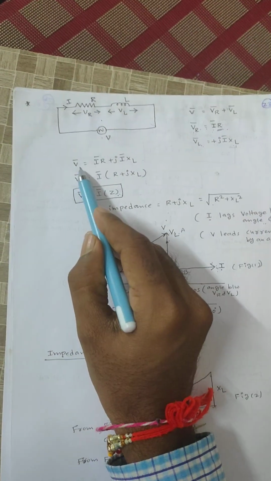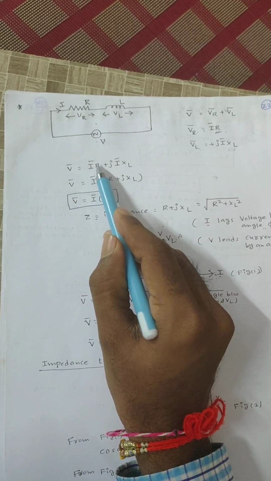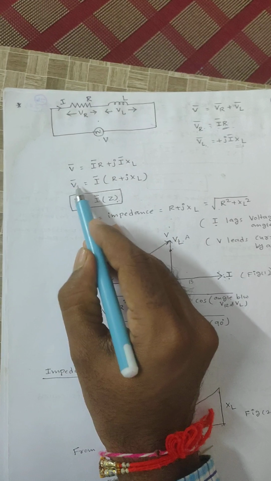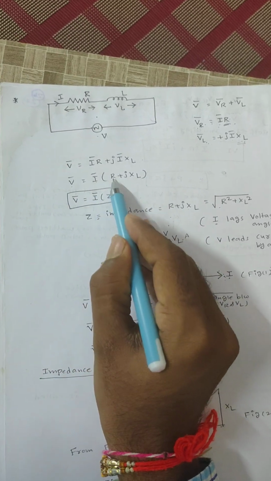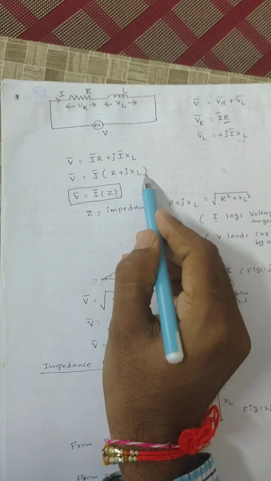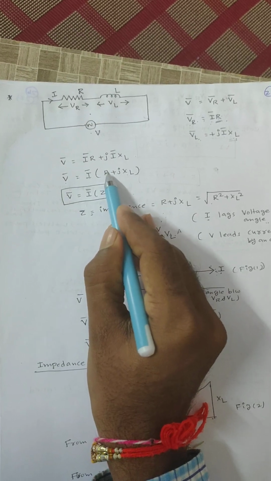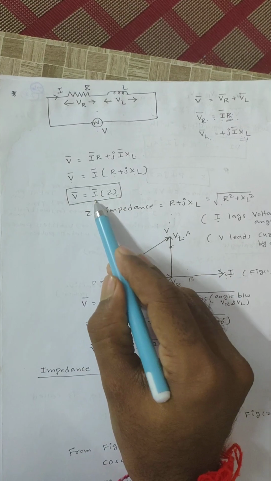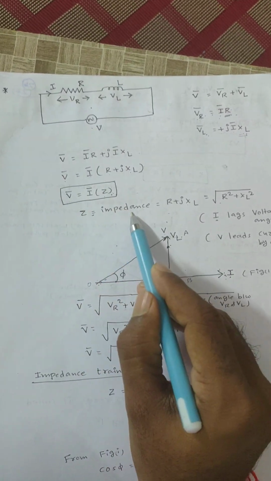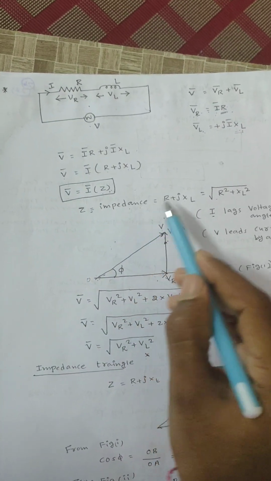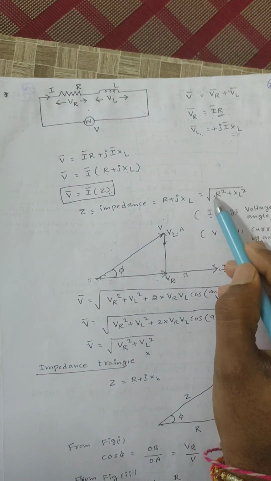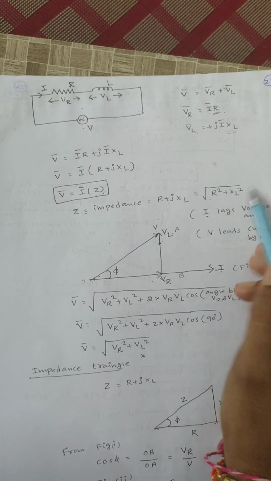Then the total voltage V bar is equal to I into R plus j into I into XL, right? Then the total voltage V bar is equal to I bar into (R plus j XL), where R plus j XL is nothing but the impedance Z. V bar is equal to I bar into Z, where Z is the impedance, equal to R plus j into XL. If I consider the magnitude, it is under root R square plus XL square.